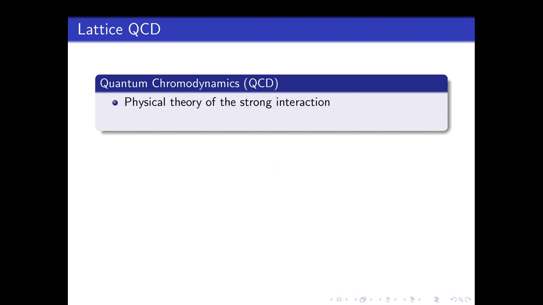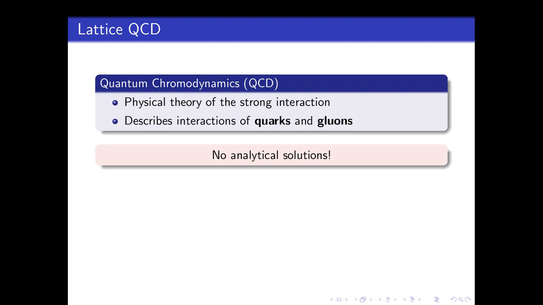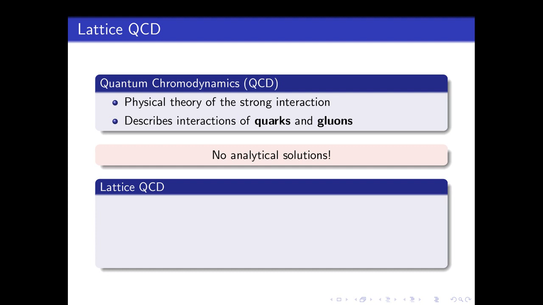First of all, what is QCD? QCD, short for quantum chromodynamics, is the physical theory of the strong interaction, one of the four fundamental interactions in nature. It basically tells us how quarks and gluons behave and how they interact with each other. Unfortunately, the theory is too complex to get analytical solutions from it, and this is why we need LQCD. LQCD is a computational framework that tells us how to compute physical quantities from the equations of QCD.